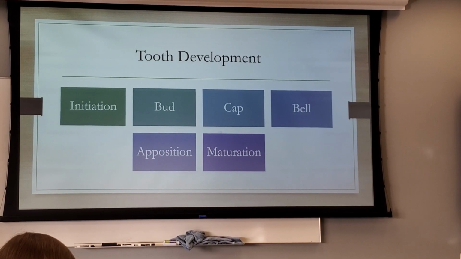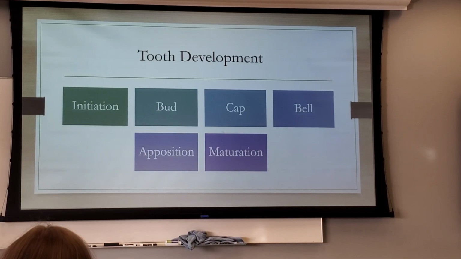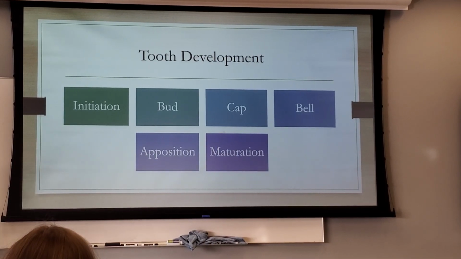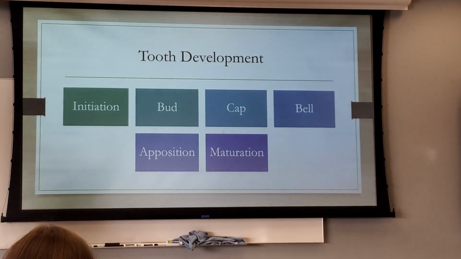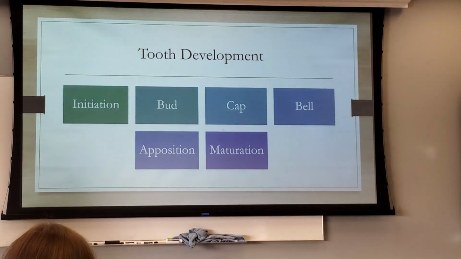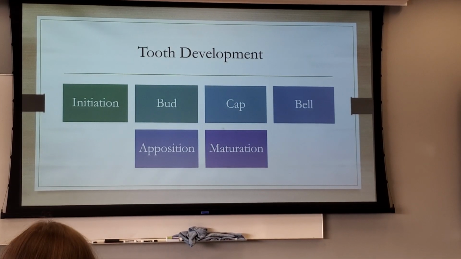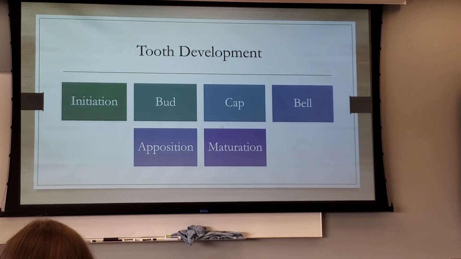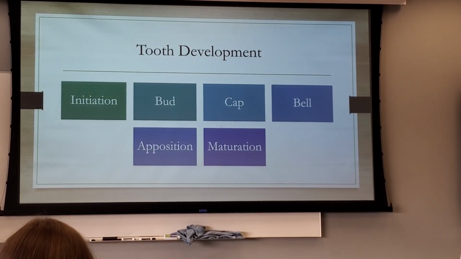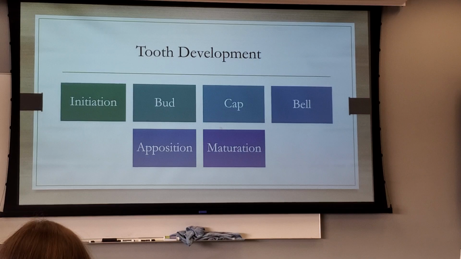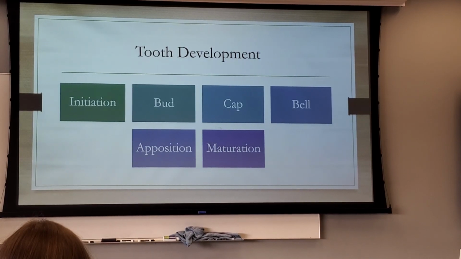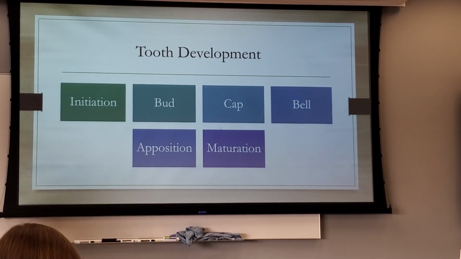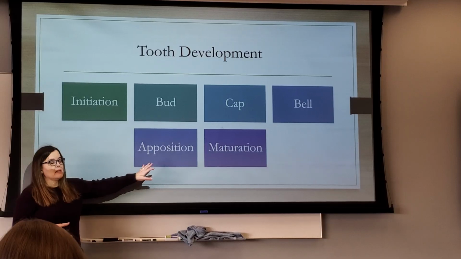Okay? Then you go into bud. It looks like a bud on a tree when you're starting to develop a tree, you start to get the little bud of where a flower is going to begin. It looks like that. It just has a nice little rounded part on the initiation. Then you end up with a cap, so it's starting to deepen a little bit. Then you end up with more of a bell, so we're really starting to deepen the tooth. And at that point is when we start to get into apposition.